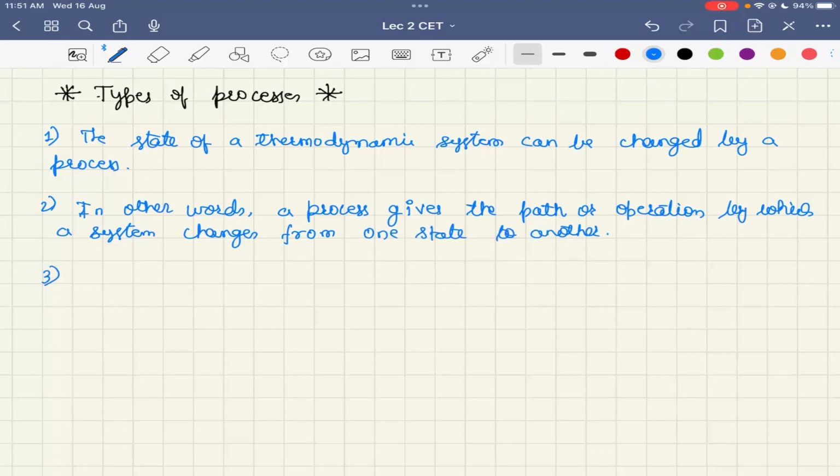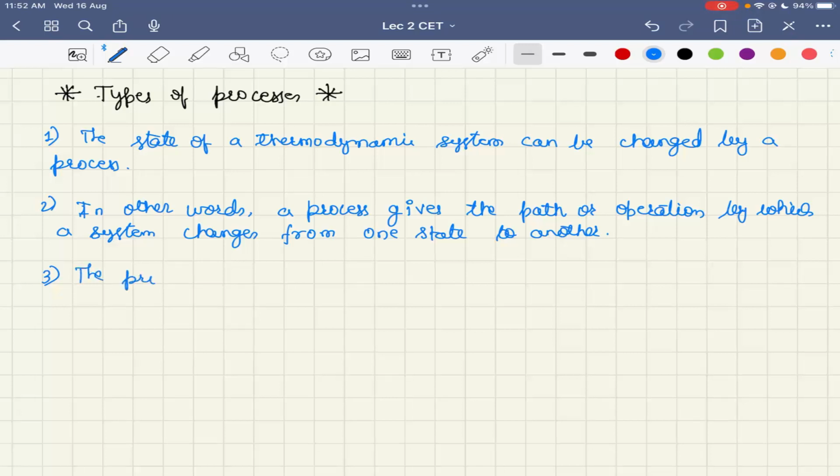right? The process will be accompanied by an exchange of matter or energy between the system and the surrounding. This results in change in at least one of the state variables of the system. There are certain processes in which a particular state variable is kept constant. These are identified with special names. So let us write this down.